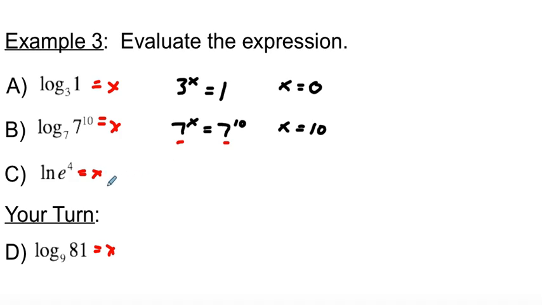Likewise down here, the base, we don't have it there yet, so let's write it. Natural log is log base e of e to the 4th equals x. So what does that mean in terms of equivalent exponential? It'd be e to the x equals e to the 4th. So now the bases are the same, so that means the powers have to be the same.